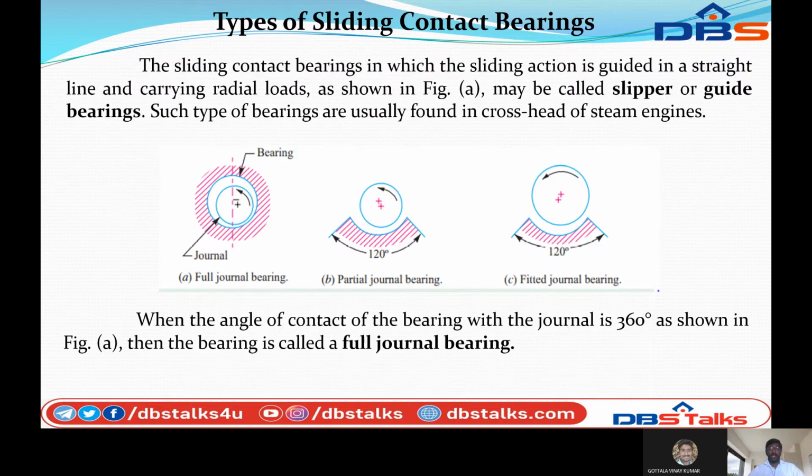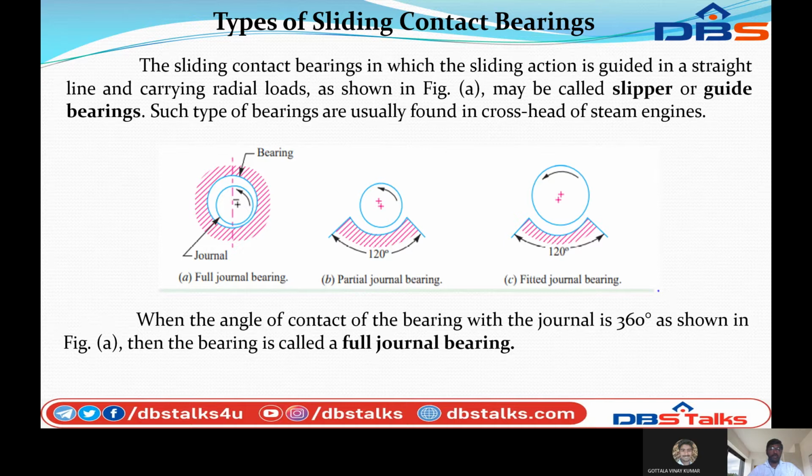Next, types of sliding contact bearings. What are the types of sliding contact bearings? The sliding contact bearings in which the sliding action is guided in a straight line and carrying radial loads, as shown in the figure here, may be called slipper or guide bearings. Such bearings are usually found in the crosshead of the steam engine. You can see the figure here.